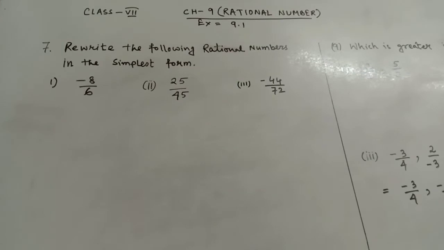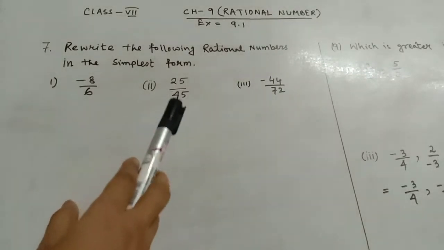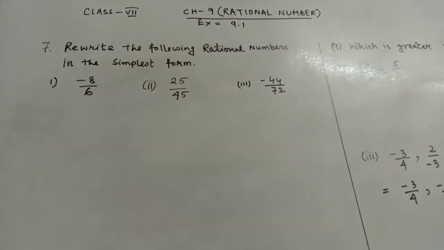Today we will do exercise 9.1 from chapter 9, rational numbers. Today, question number 7. In question number 7, rewrite the following rational numbers in the simplest form. You know that simplest form means you have to cancel if it is possible.